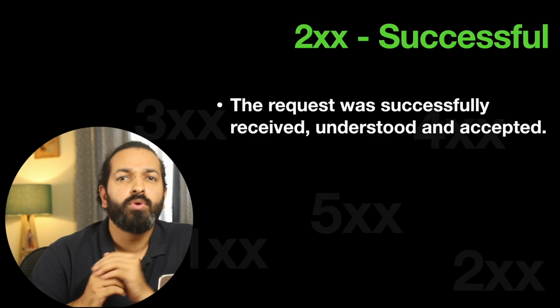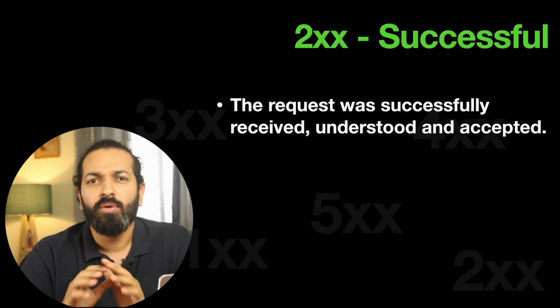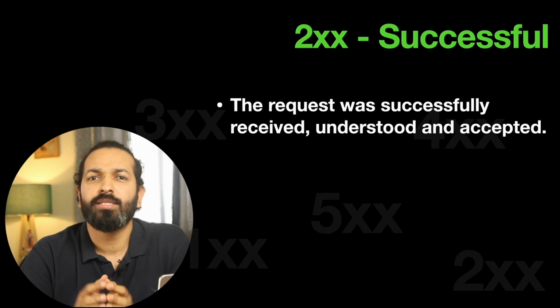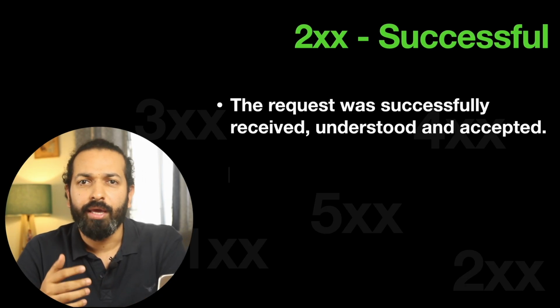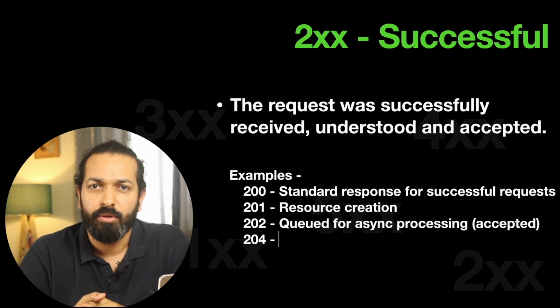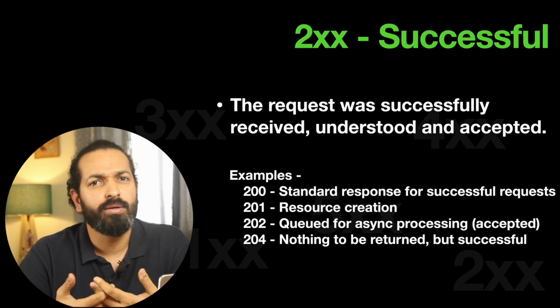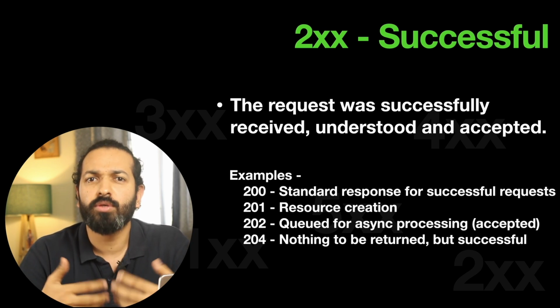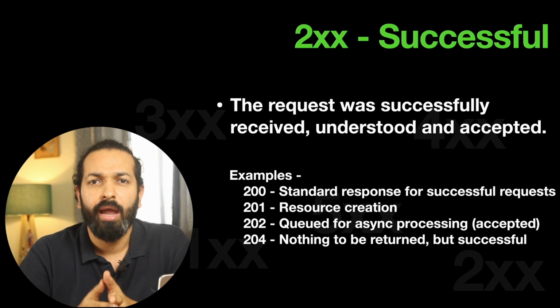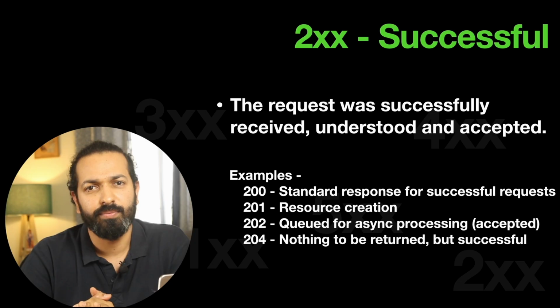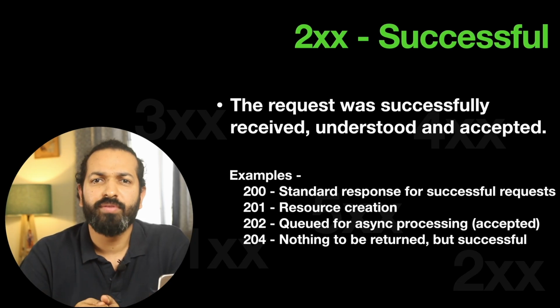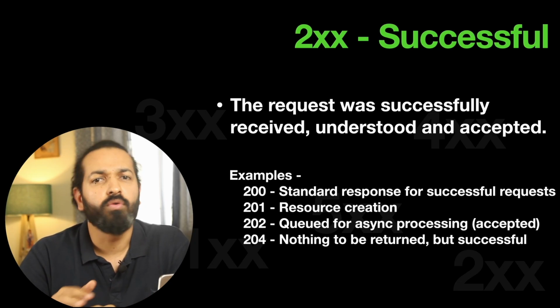Next, let's move to 2xx. We all know that it's for success responses and it's the favorite range for all of us. So 200 for OK when the request worked. 201 when a resource gets created, 202 when the request gets queued for asynchronous processing, and 204 when there's nothing to be returned, but still it's a success. We'll talk about all of them, but right now I'm just giving you an overview.